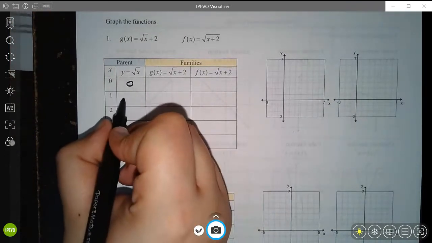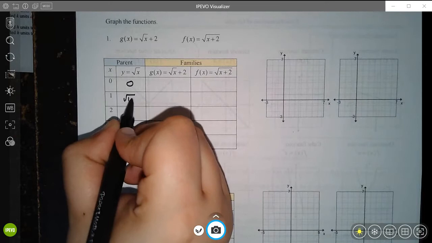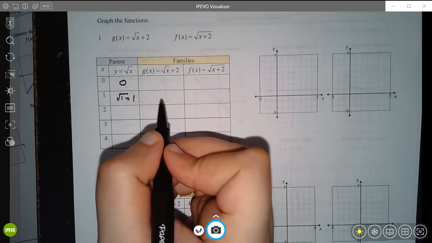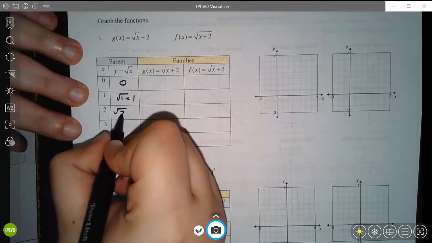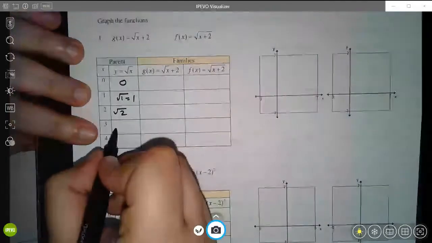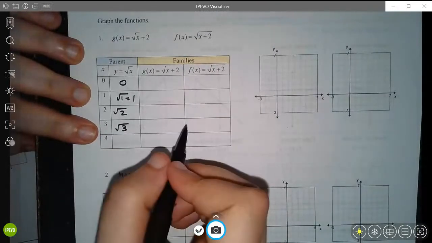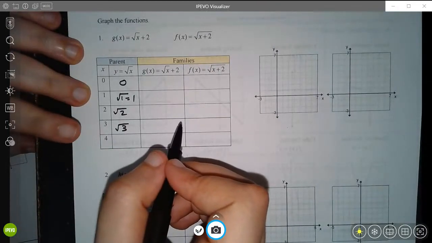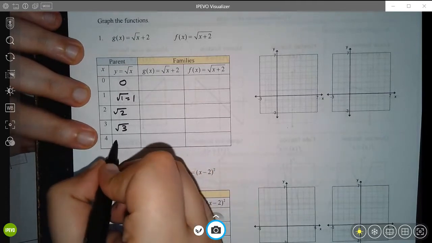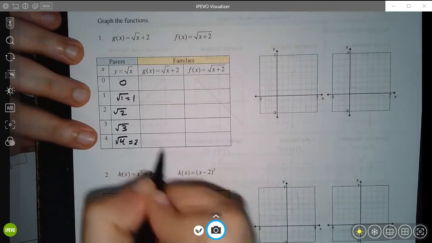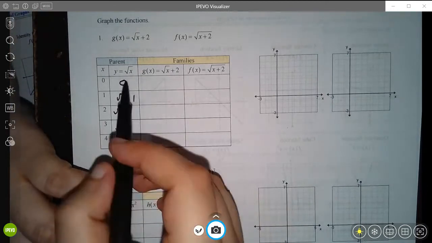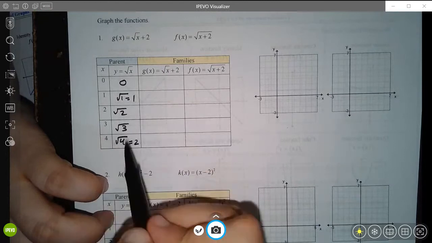Then square root of 1 would still be 1. So the answer is still 1. Now square root of 2 is square root of 2. There's no solving that one. Square root of 3 is square root of 3. There's no solving that one either. Okay. Square root of 4 equals what? 2. Right? So these are my values: 0, 1, root of 2, root of 3, and 2.